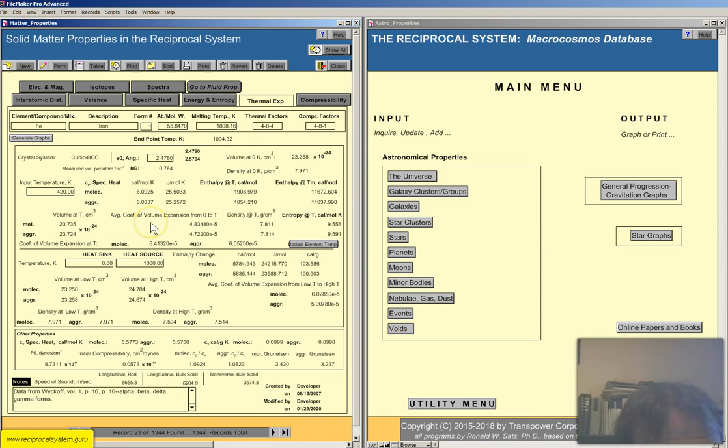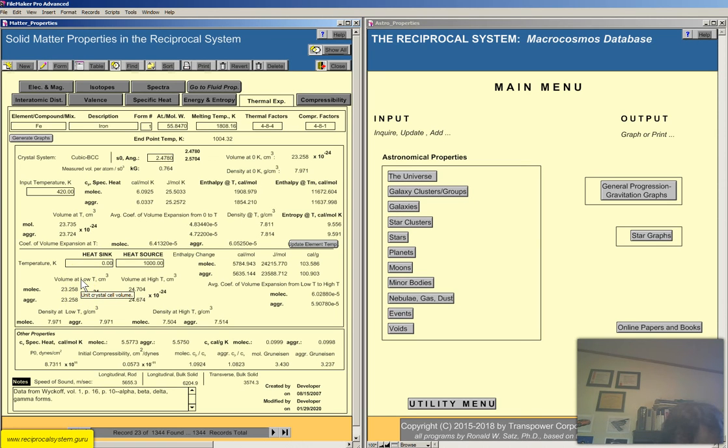And then the average coefficient of volume expansion from 0 to T, both molecular and the aggregate. Density in grams per cubic centimeter, molecular and aggregate. And entropy, cal per mole per K, molecular and aggregate. And here we have the heat sink and heat source. We go from 0 to 1000. Calculates the enthalpy change here, both molecular and aggregate. Calculates the volume at low T, volume at high T. As I say, it's for the unit cell.